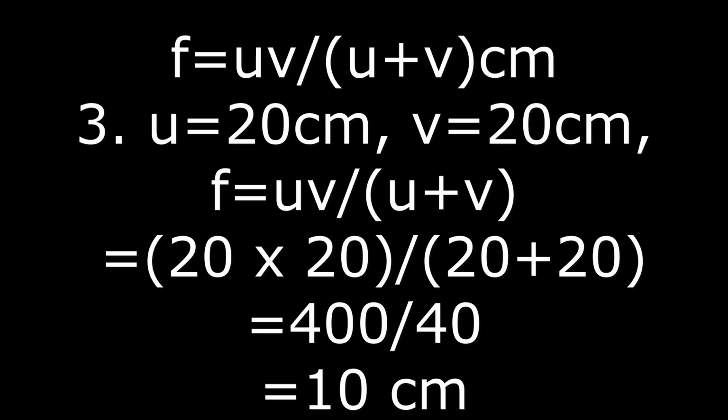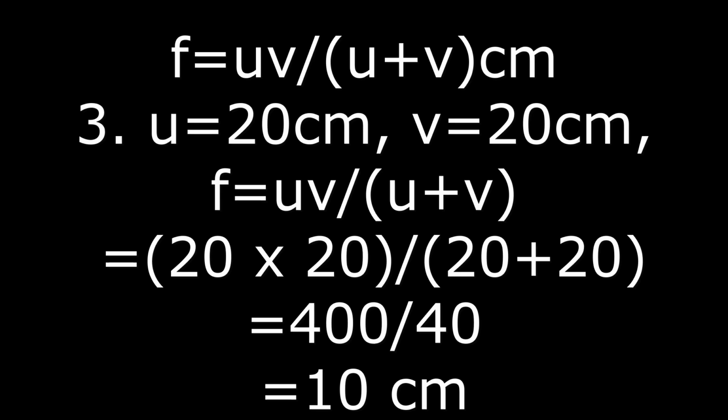Now for the third set of reading. U is equal to 20 centimeter. V is equal to 20 centimeter. So F is equal to 20 into 20 divided by 20 plus 20. So 400 divided by 40, which is equal to 10 centimeter.